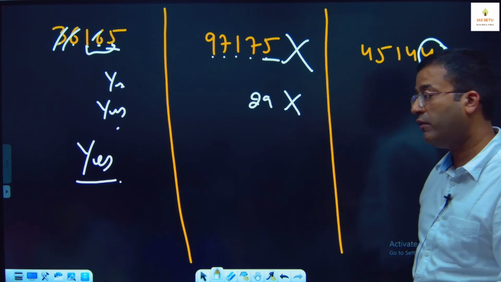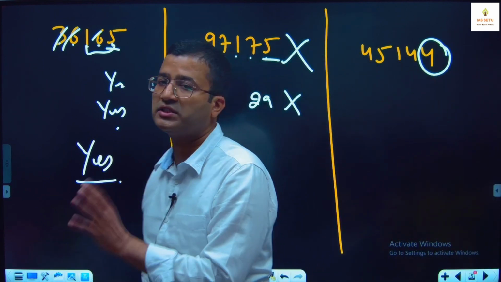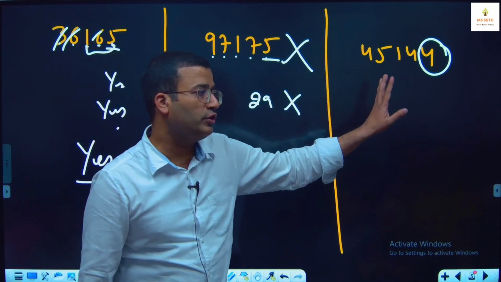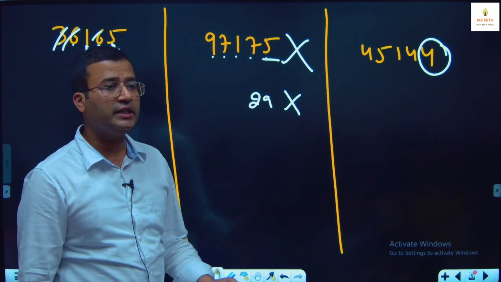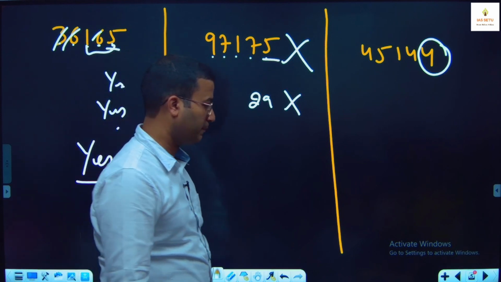Check 5. If it is not divisible by 5, how come it is divisible by 15? You check the unit place, immediately you can conclude this given number is not divisible by 15.